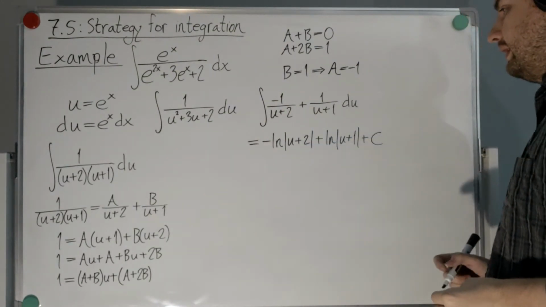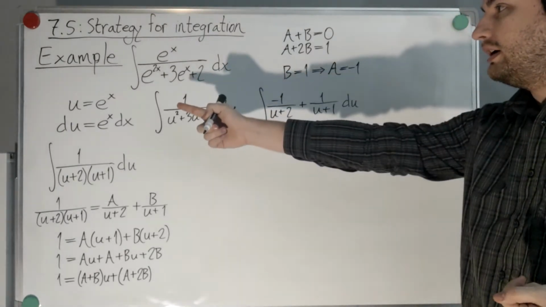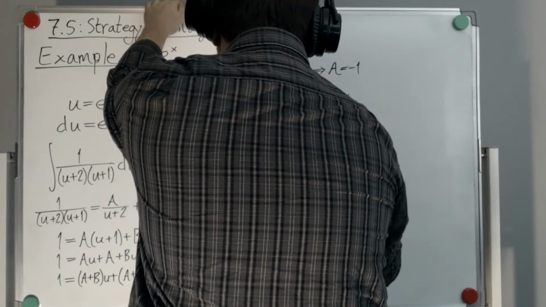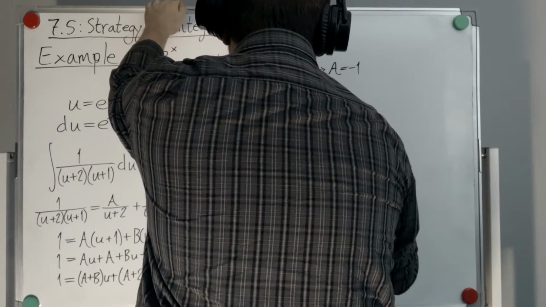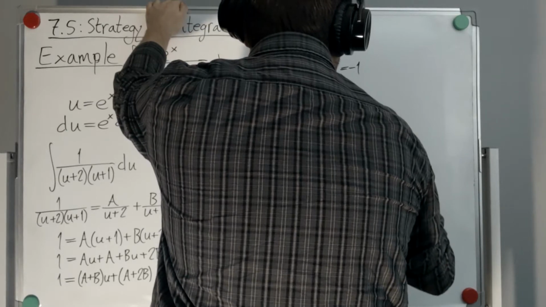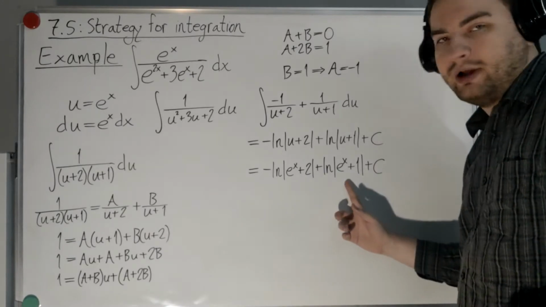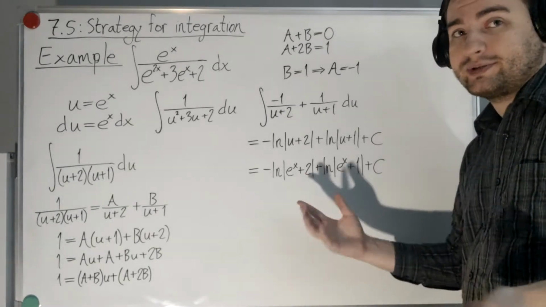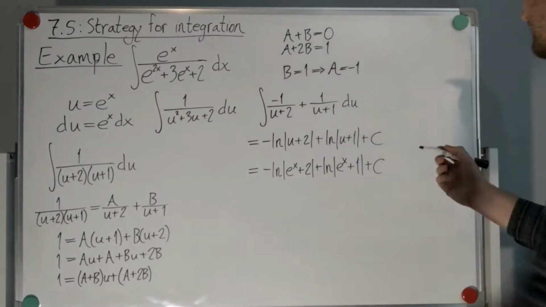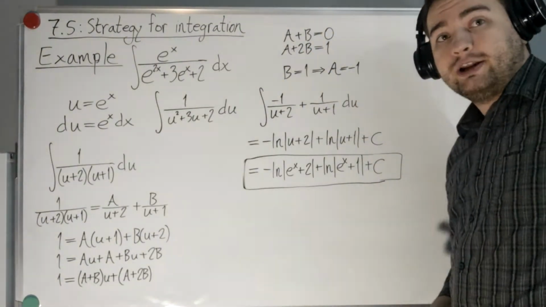And then that's pretty much our answer. But we need to insert back what u is. So this becomes negative natural log of e to the x plus 2 plus natural log of the absolute value of e to the x plus 1 plus c. Although, now that I'm looking at it, I guess the absolute value signs don't matter anymore because e to the x plus 2 is always positive and e to the x plus 1 is always positive. But whatever, doesn't make a difference. In any case, that is our indefinite integral.